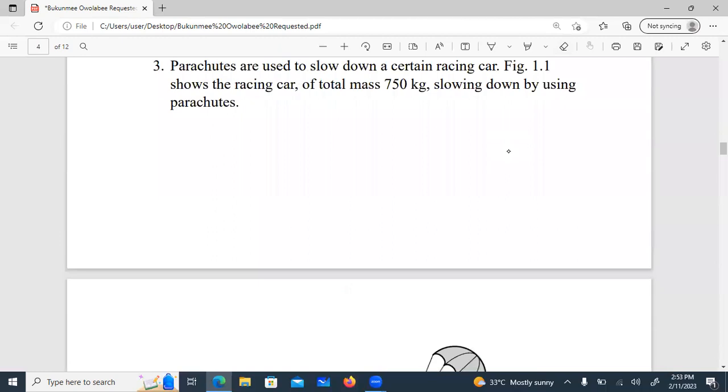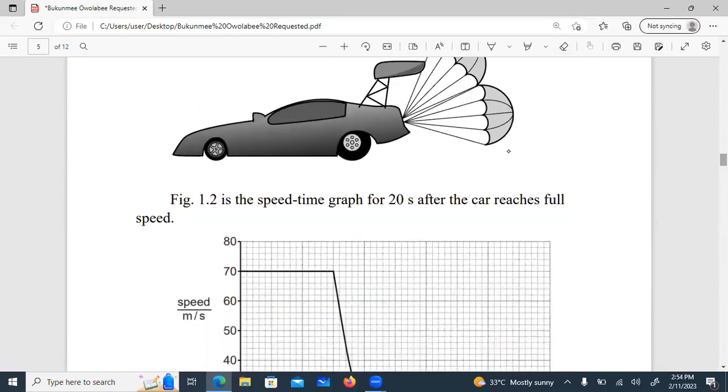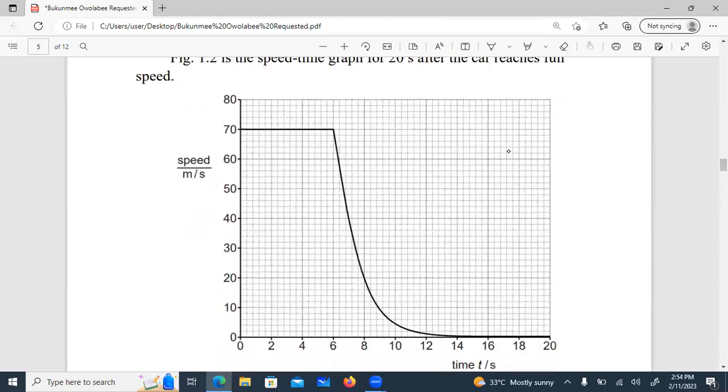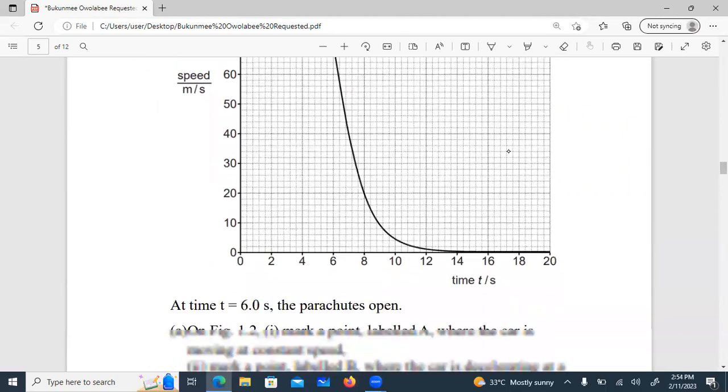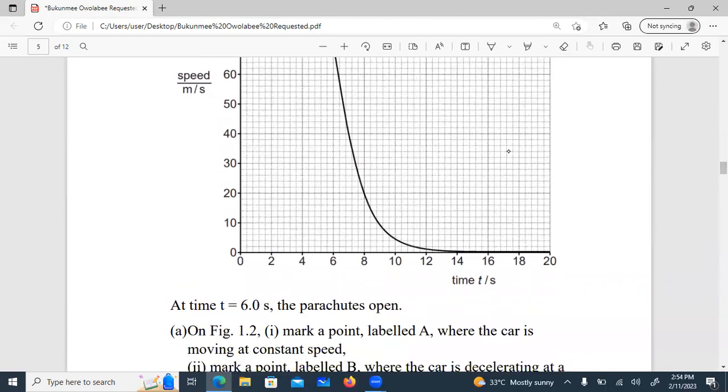Number 3, parachutes are used to slow down a certain racing car. Figure 1.1 shows the racing car of total mass of 750 kilograms, slowing down by using parachutes. Now this is the car. Figure 1.2 is the speed-time graph for 20 seconds after the car reaches full speed. At time t equals 6 seconds, the parachute opens.